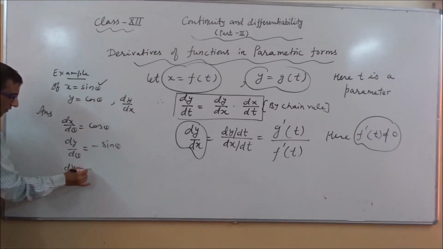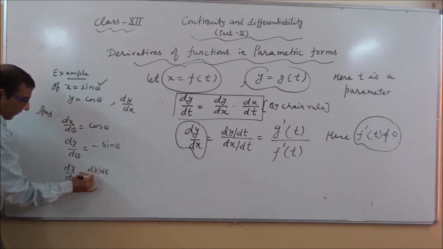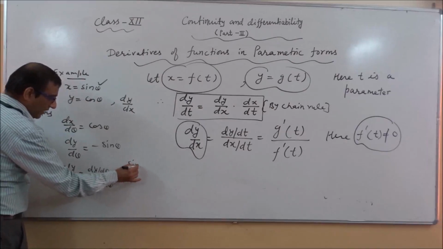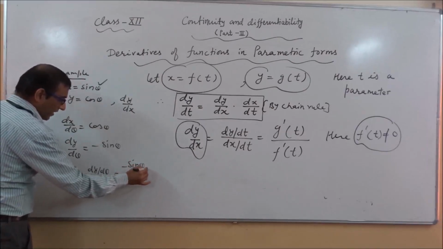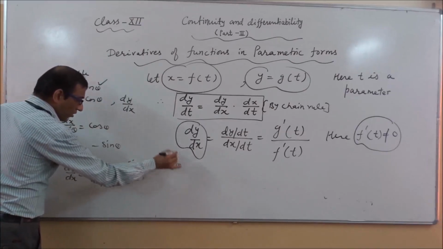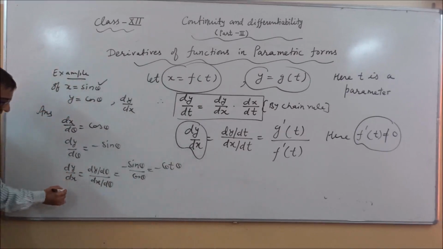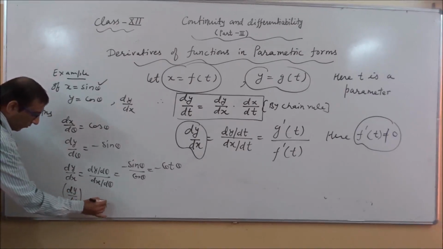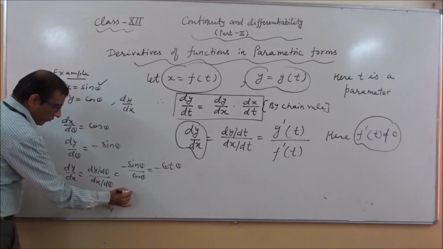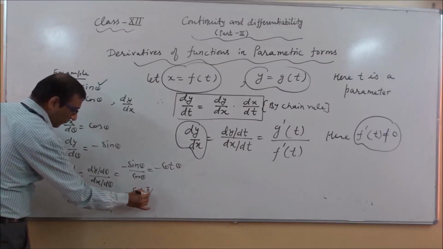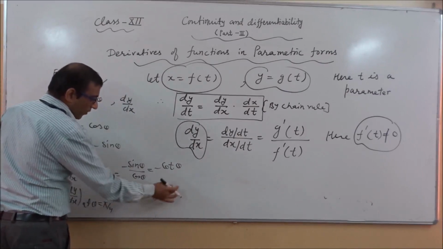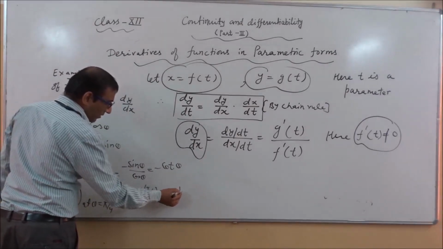So what will we do? We will divide dy by d theta by dx upon d theta, and it can be written as minus sin theta upon cos theta, and this becomes minus cot theta. If we continue this question, and if we want the value of dy by dx at theta equals pi by 4, that is also possible. We will put the value of theta here. This is pi by 4, and we know very well the value of cot pi by 4 is 1.